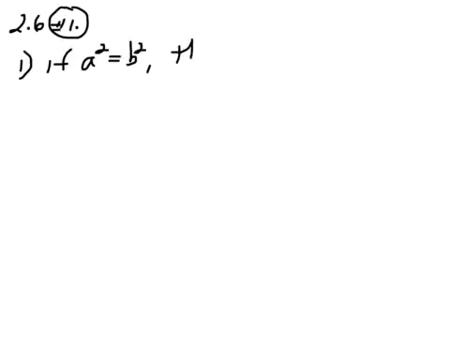Okay, in 2.6, they ask us in number 1 to give us a counterexample to show that this statement is false. And the statement is if a squared is equal to b squared, then a equal b. All right, here's an example. You don't have to think too hard to come up with one. What if a were 3 and b were negative 3?